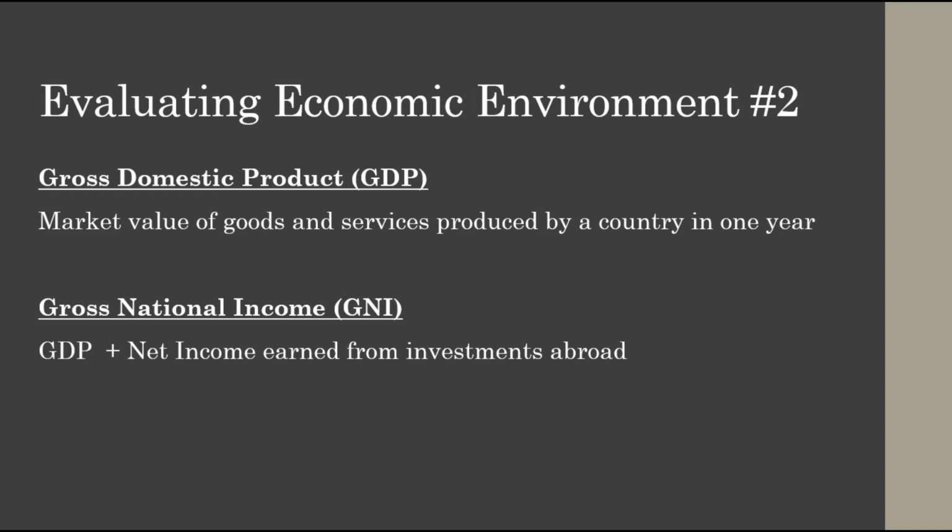GNI consists of GDP plus net income earned from investments abroad. For example, an American company has income in China from their stores. We will refer to this later on in the video.